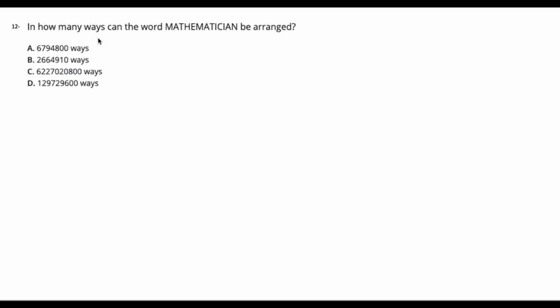Question 12 says, in how many ways can the word mathematician be arranged? Now, mathematician has 13 letters. So if no letter was repeated in this word, we would be able to have rearranged this word 13 factorial times.